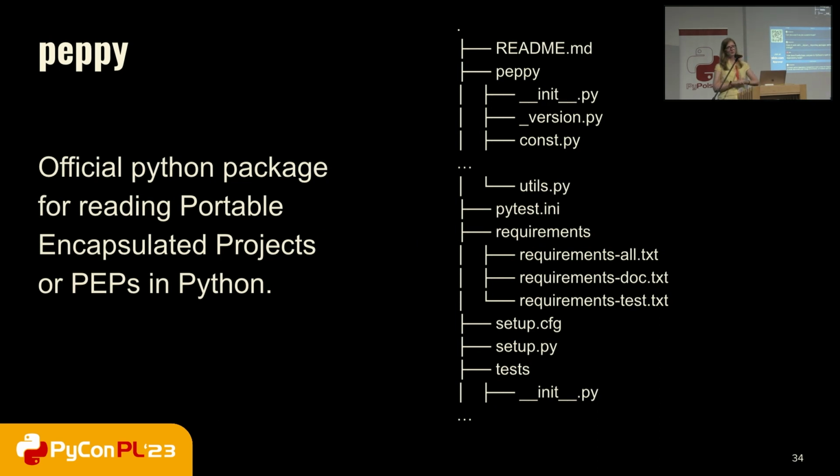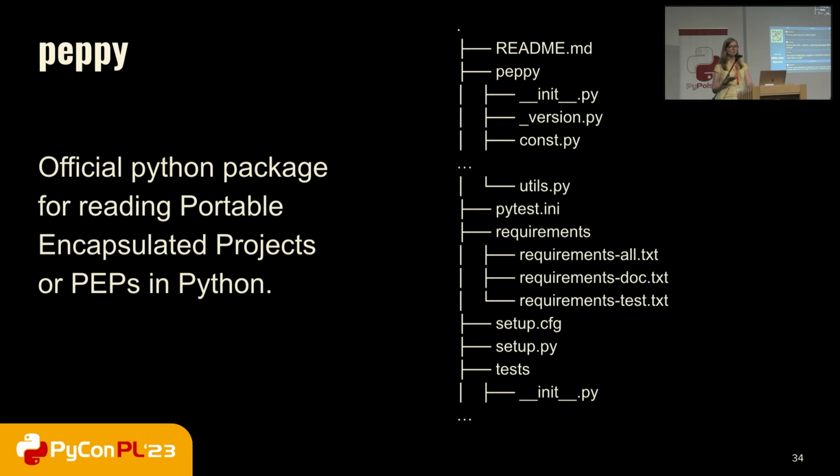Okay, so for this demo, I chose the Peppy package. You can do it in parallel with me if you want to. Just git clone Peppy package. This is an official Python package for reading PEP in Python. On the right side, I posted the structure of folders, how it generally looks like, what we can expect from this project.